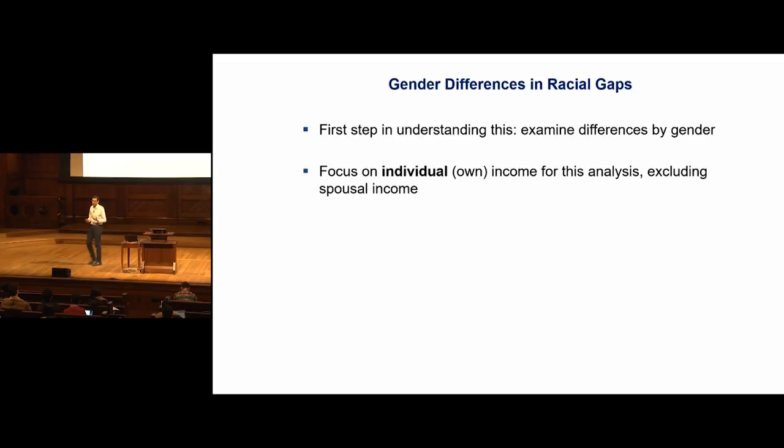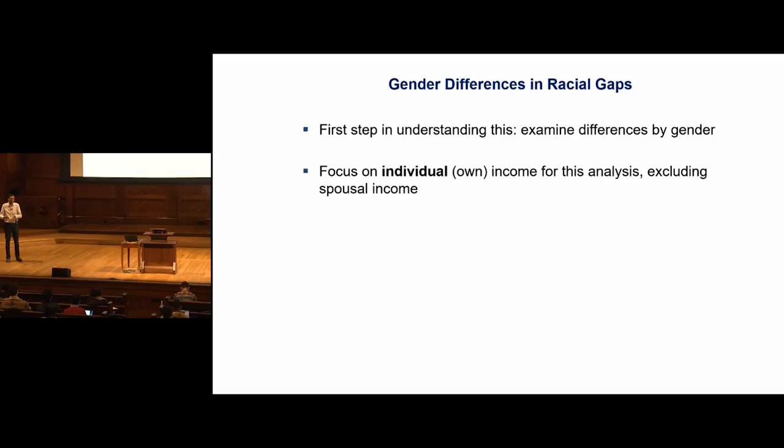And when I do that, I'm gonna do one change relative to what I was showing you before. Everything I showed you before was household income, including you and your spouse. In what I'm gonna show you in the next few slides, we're gonna focus on individual income, meaning your own income, excluding your spouse, because that's gonna be critical in pulling out these gender disparities. In particular, I'm gonna show you there are much larger gaps for men than women.